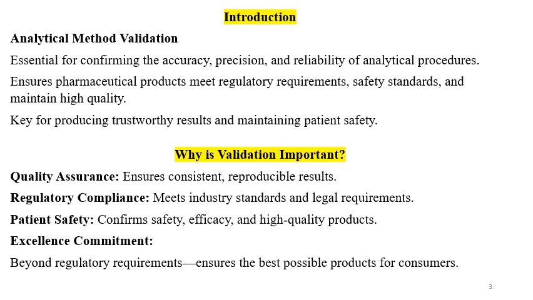AMV activities are essential for confirming the accuracy, precision, and reliability of the analytical procedures. If you are performing the testing for potency or assay by some testing procedure, and if you come to know that that testing procedure is not proper, then it means the results which are obtained are also not proper. So AMV ensures that the pharmaceutical products meet regulatory requirements, safety standards, and maintain high quality. That means the testing procedure is reliable. Analytical method validation is key for producing trustworthy results and maintaining patient safety.